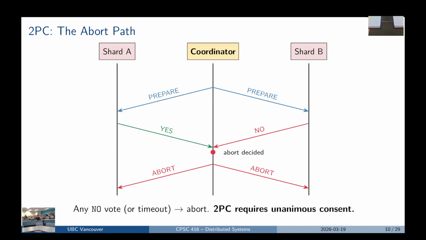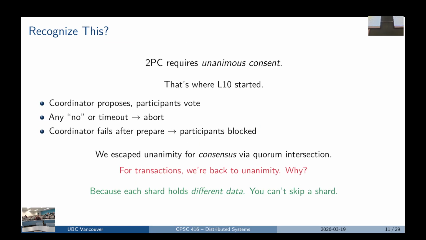Well, maybe the second shard goes down, or it says no for some reason because it can't get the lock. Something went wrong. It no longer can commit. Well, in that case, we do an abort. That's fine, because two-phase commit is a unanimous consent protocol. Well, that's where we started 10 lessons ago. What is that, 5 weeks ago? That's where we were.